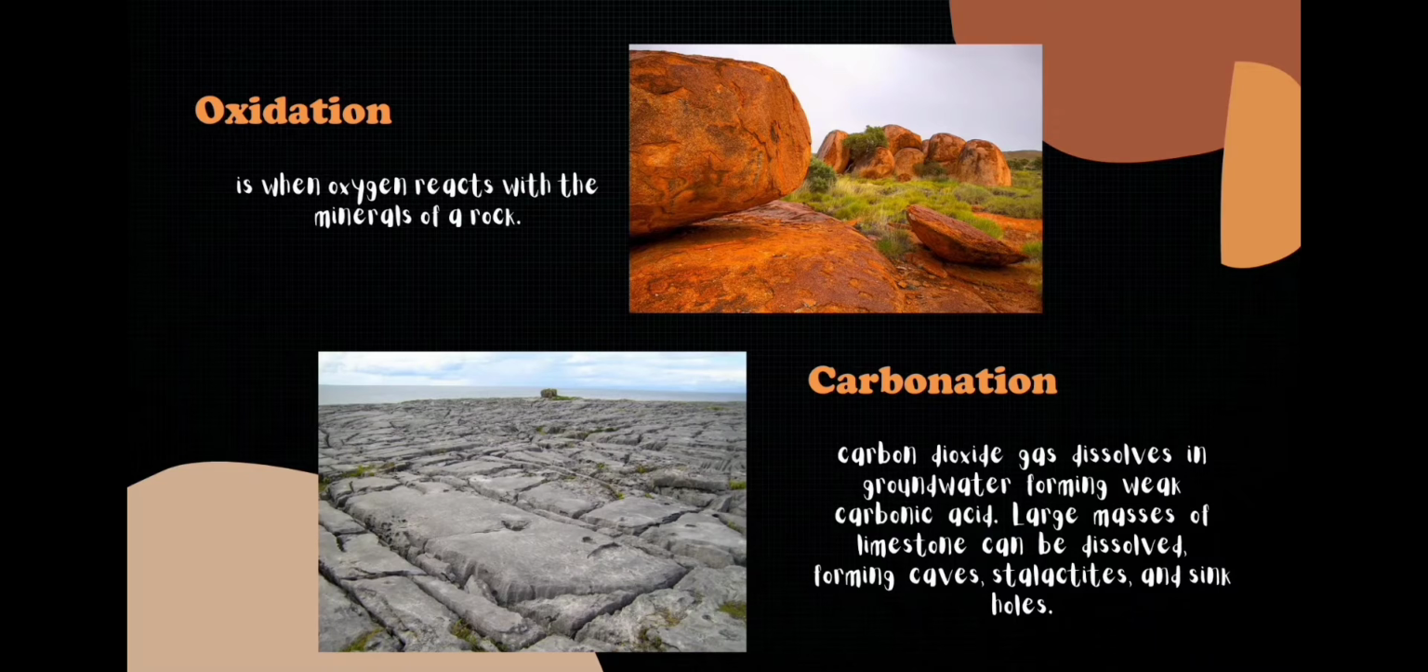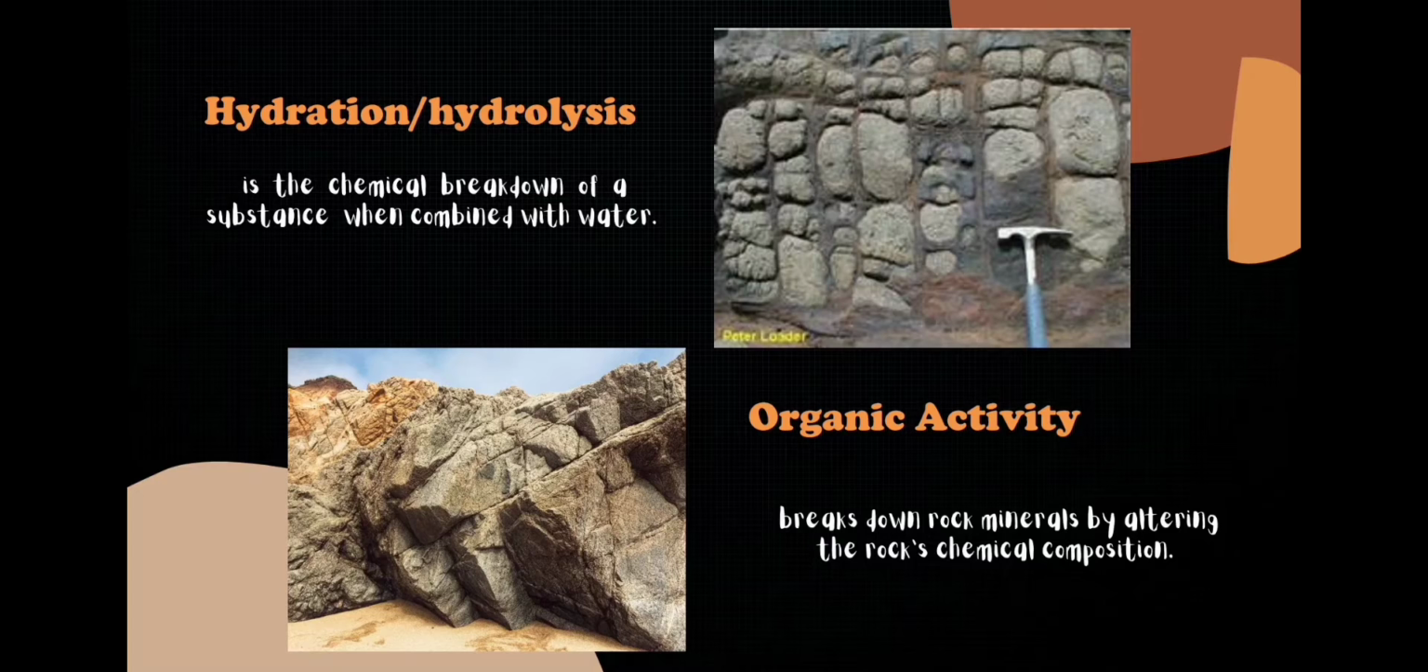So this is another example of chemical weathering, which is carbonation. Carbonation is the process of combining water and carbon dioxide to produce carbonic acid. This type of weathering is very important because it is responsible for the formation of caves. Carbonic acid is formed when carbon dioxide is absorbed in rainwater or wet air, and this acid will interact with minerals in rocks. So next is hydration or hydrolysis.